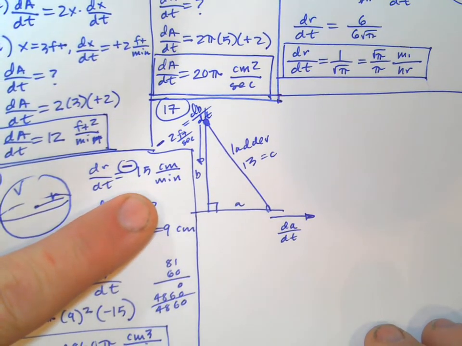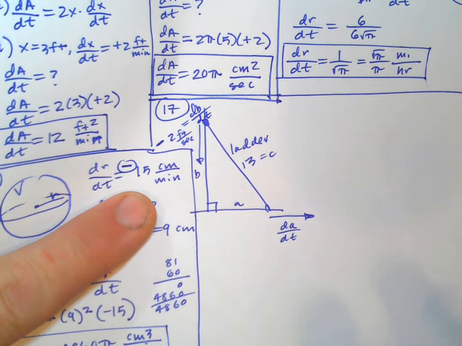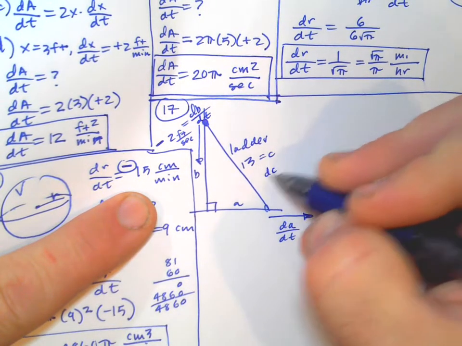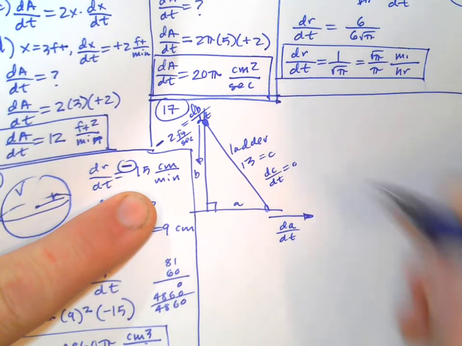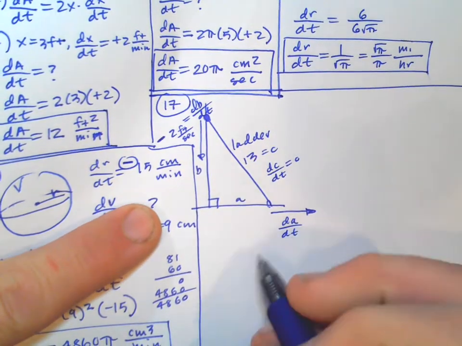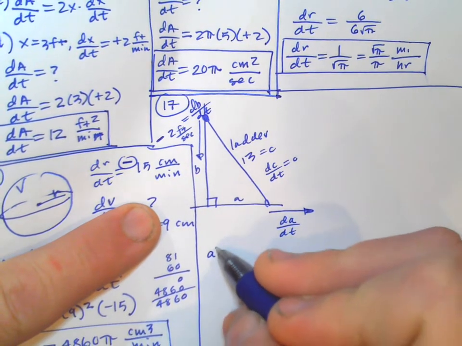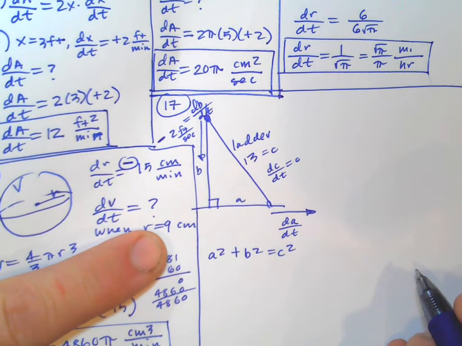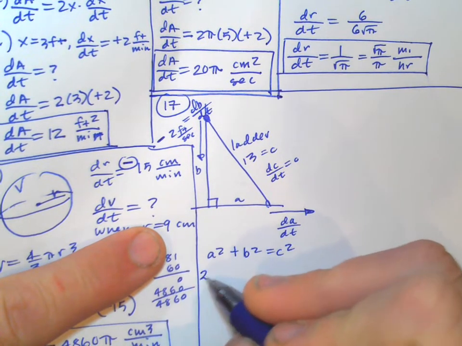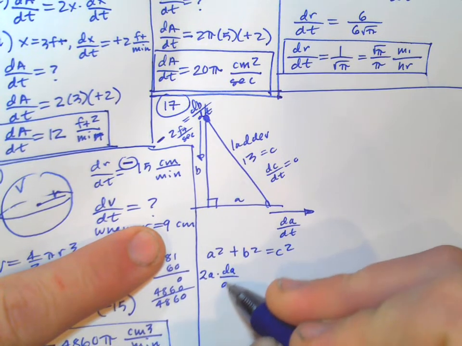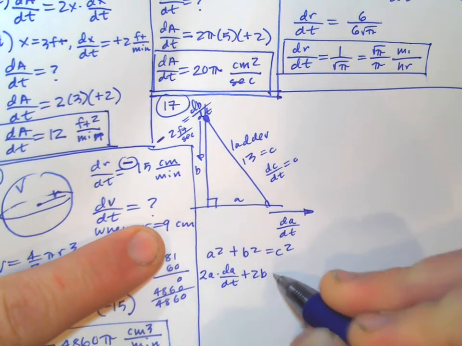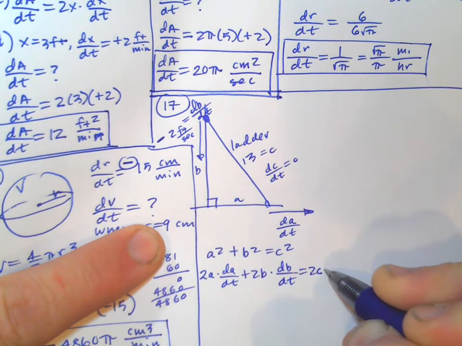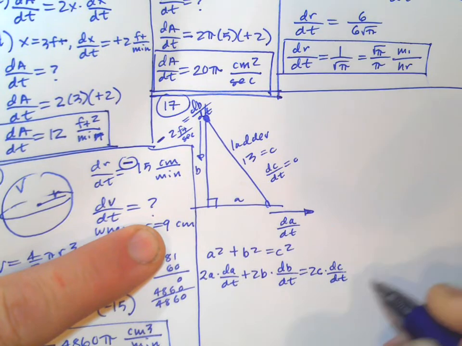We got to relate these. Now, by the way, what's dC/dt? dC/dt, the length of the ladder, is 0. It's not changing. We need a relationship. A squared plus B squared equals C squared, right? And if we take the derivative right now, 2a dA/dt plus 2b dB/dt equals 2c dC/dt, and then plug in what we have.